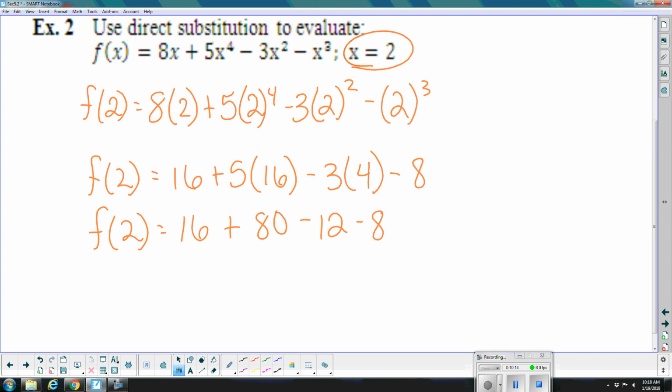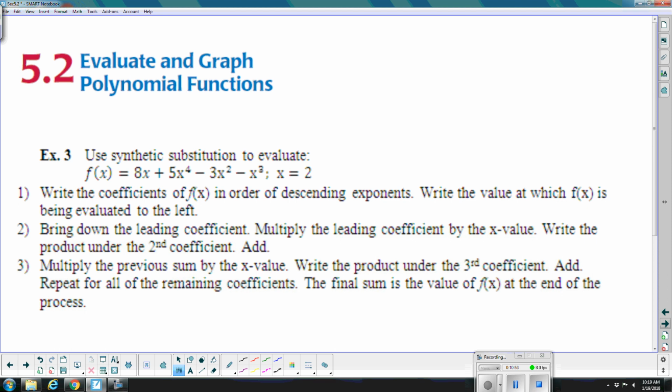Now I'm just simplifying in order to evaluate. So that's 96 minus 12 minus 8, which is 96 minus 20. So I get my f of 2 equals 76. So when x is 2, this function is equal to 76. So that's direct substitution. That's what we have done so far. But this lesson is going to introduce synthetic substitution.